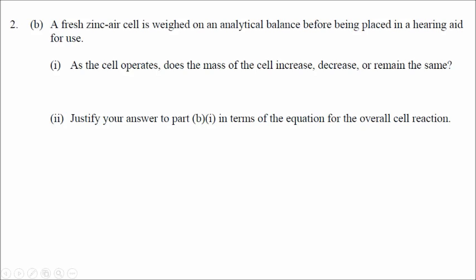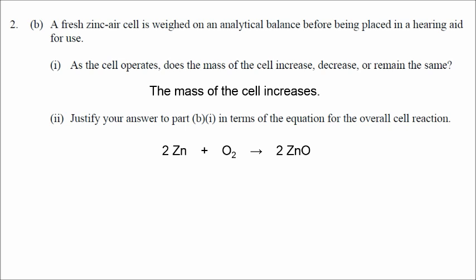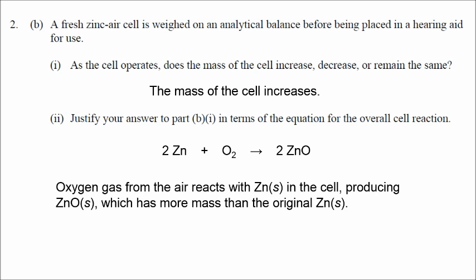So we have this particular air cell. It's placed on a balance before being placed in use. As the cell operates, does the mass of the cell increase, decrease, or remain the same? Now think about this. We're getting oxygen from the air. So a reactant is coming into this air cell from outside. The mass of the cell increases because as the reaction proceeds, oxygen gas from the air reacts with zinc in the cell, producing zinc oxide, which has more mass than the original zinc.